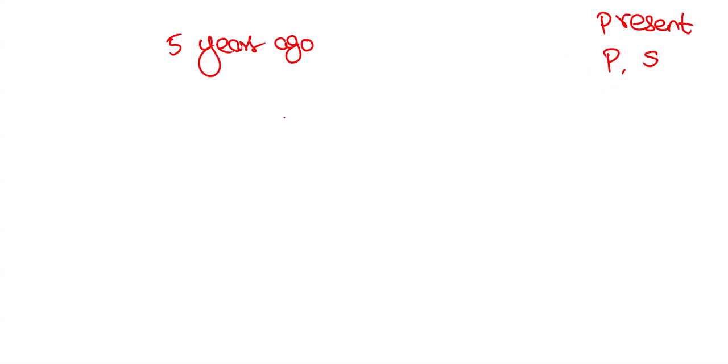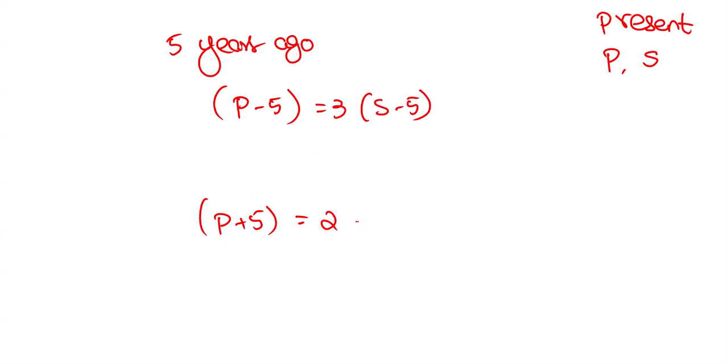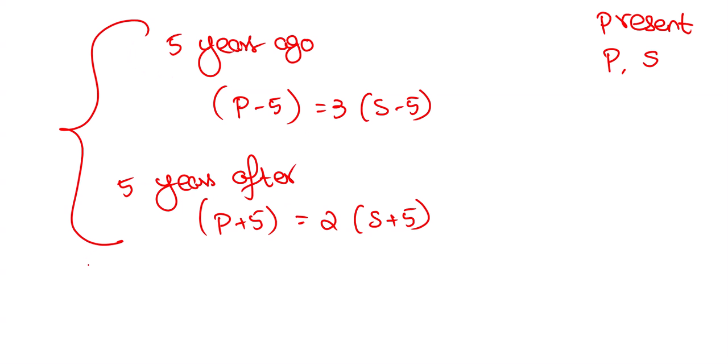Present age is P and S, sir. 5 years ago means P minus 5 equals thrice S minus 5. 5 years after means P plus 5 equals twice S plus 5. This will take a lot of time to solve. Why, sir? Two unknowns, two equations. It's a bit of a headache. A lot of people are trying this method, but I don't recommend it, my dear. Two unknowns, two equations, it will definitely take time.